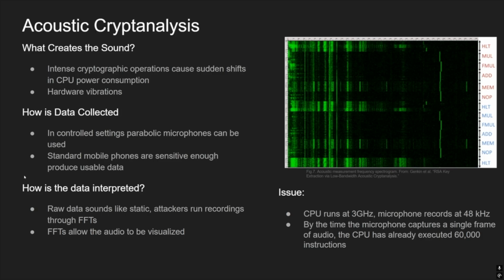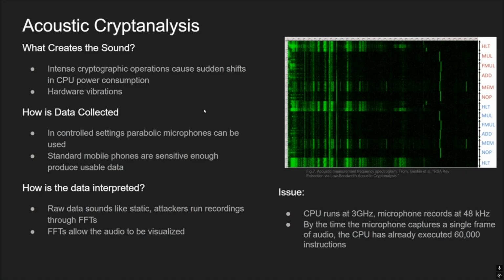In highly controlled settings, attackers can use directional parabolic microphones placed a few meters away. However, researchers were able to prove that the microphone on a standard mobile phone placed next to the target computer is sensitive enough to capture the necessary frequencies. A raw recording of a computer running just sounds like static.